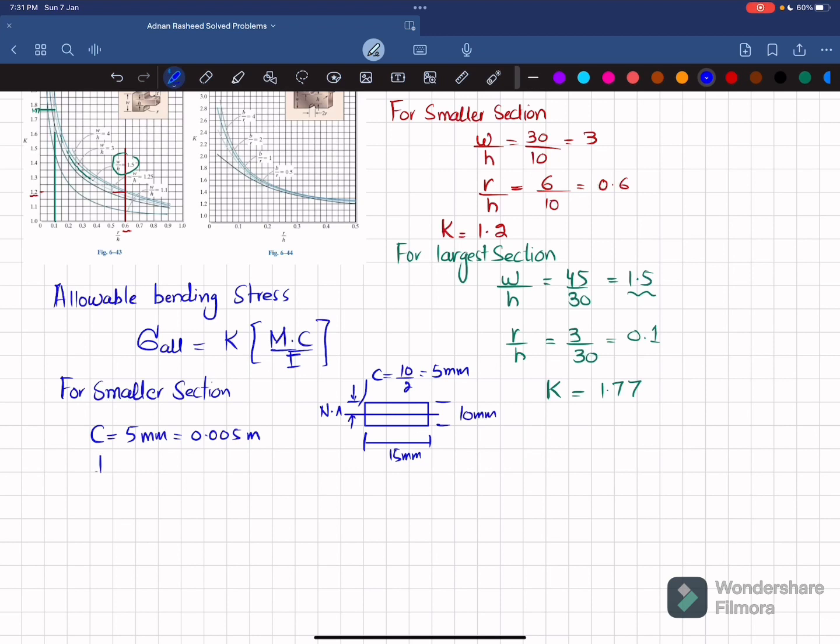And what about I? The moment of inertia for this rectangular cross section will be 1 over 12 BH cube. So 1 over 12, B is 15 millimeter, which is 0.015, and H is 10 millimeter, which is 0.01, cube. And this will give you I. Now we have allowable bending stress, we have K, we have C, and we have M. So from here you can see that M will be equal to sigma allowable into I divided by K into C. So put the values.